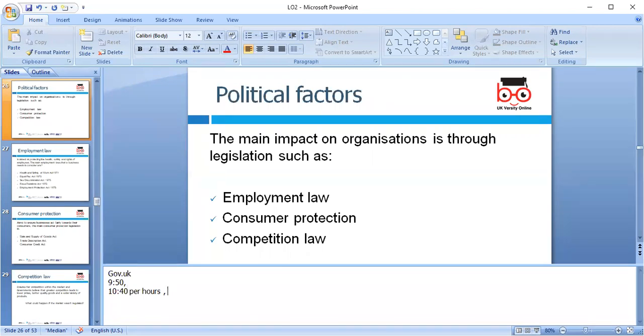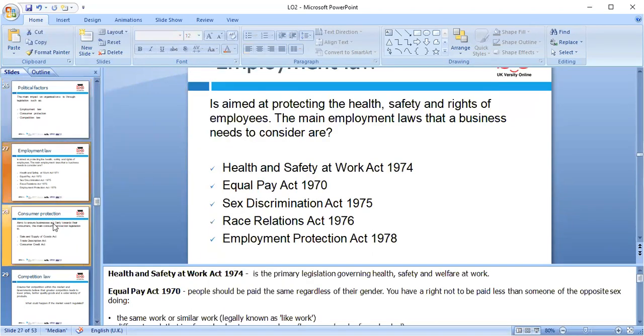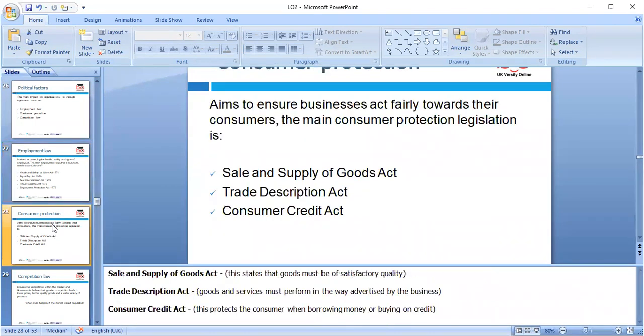So consumer protection, competition laws, we have a lot of other legislation that we as a company must follow. We have the Health and Safety Act 1974, so we need to provide a safe environment. We have an Equal Pay Act, which has changed to the Equality Act 2010. We can't discriminate against people on the basis of race or religion. We have an Employment Protection Act. So these are all the legislation we have, and we need to make sure we protect.